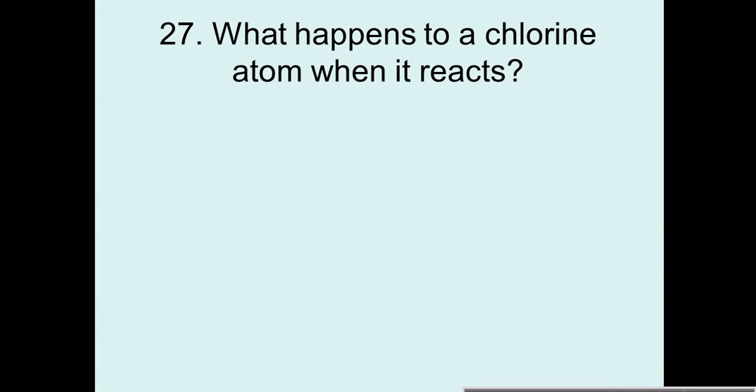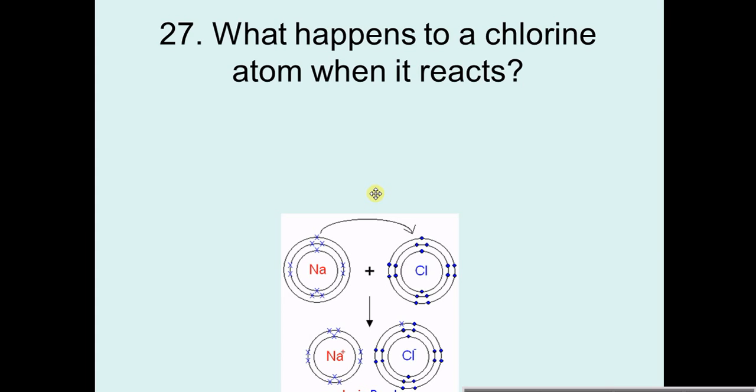Now let's look at what happens within atoms when they react with each other in an ionic way. Okay, so this question asks what happens to a chlorine atom when it reacts. It's easiest if we have a look at it in conjunction with something else. So here the example is where a sodium atom is reacting with a chlorine atom.